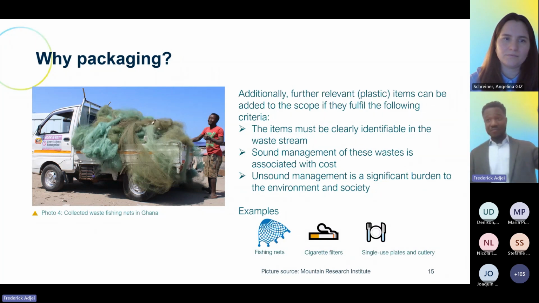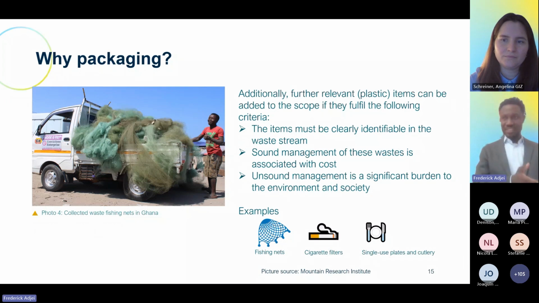You can see some examples. Fishing nets, very clearly identifiable. We go there, we see it, it's there. Cigarette filters, it's also there. You can trace who is producing it. You can see it there. It's clearly identifiable. Or single-use plates and cutlery. Perhaps if you are aware of upcoming legislation, for example, in Germany, there is a consideration to take EPR fees for cigarette filters, for example.